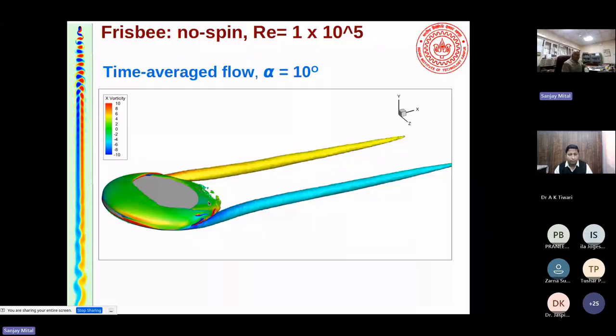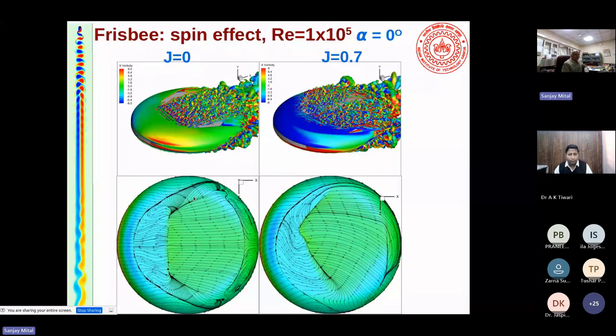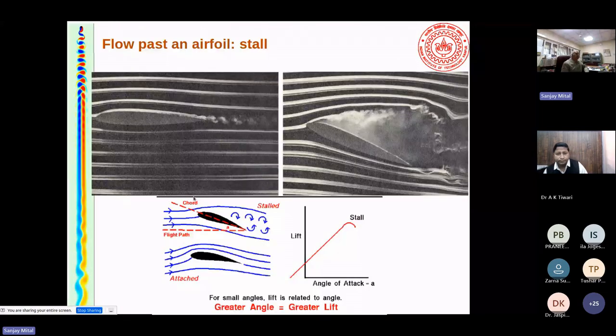Okay, maybe for lack of time, I will skip all this and maybe I show you some things for wings and airfoils. I have about 15 minutes. So these are smoke flow visualizations for an airfoil. At very low angles of attack, you get an attached flow. At large angles of attack, you get separated flows, and then the lift can come down. So that's called a stall.